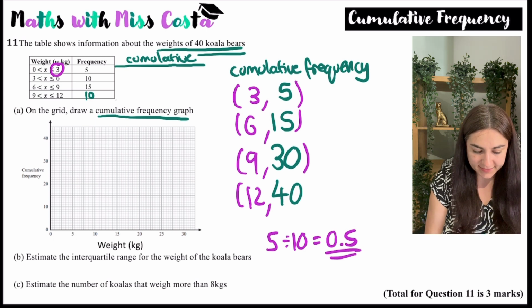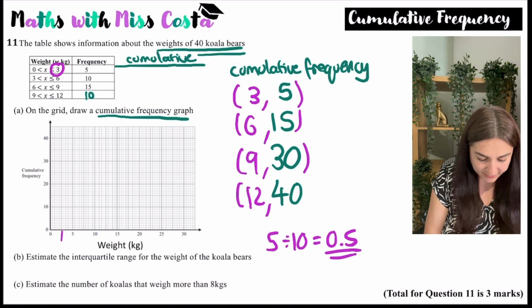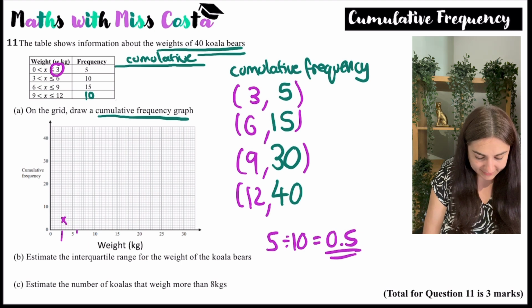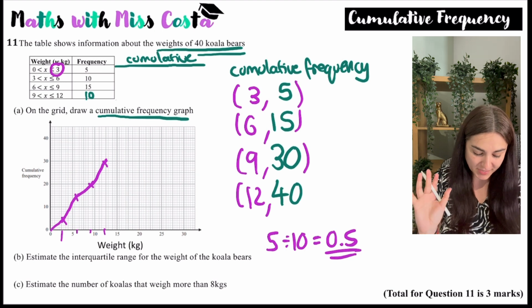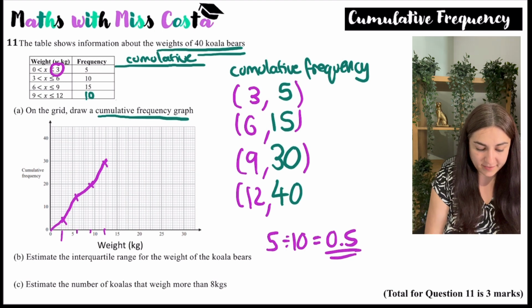So the first coordinate is 3, 5. So that would be 2.5. So 3 would be just 1 square up. 3, 5 would be here. Then I've got 6, 15. So 6 and 15. Then 9 and 20. So 9 and 20. And then my final one is 12 and 30. So it's a little bit of a, in the exam it will be a lot better. I had to make this quite quickly. So the graph isn't great, but we can still use it.